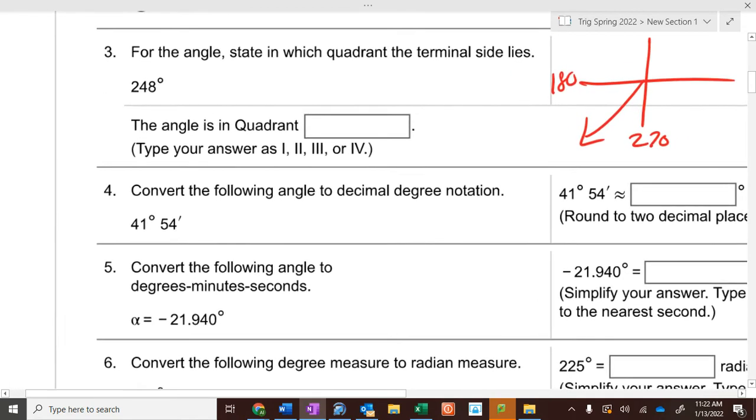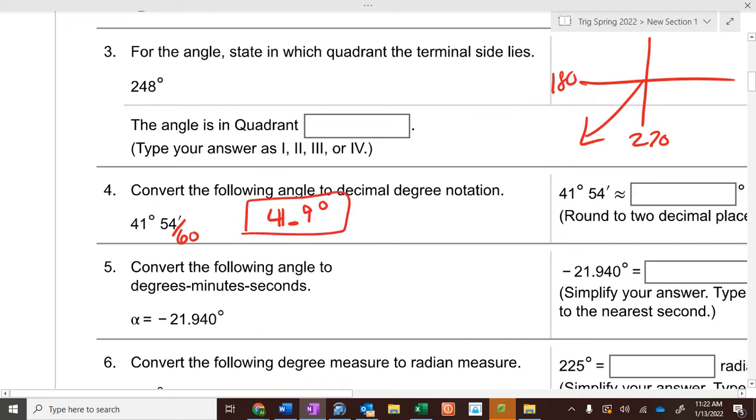How do we convert from degrees, minutes, seconds into decimals? Do you multiply by 60 or divide by 60? Divide by 60. So this is 41.54 over 60, which is .9, right? 41.9 degrees.